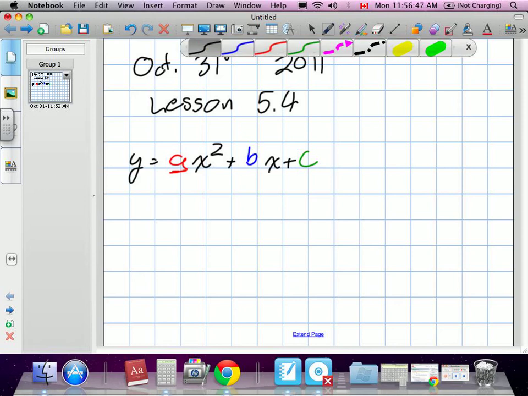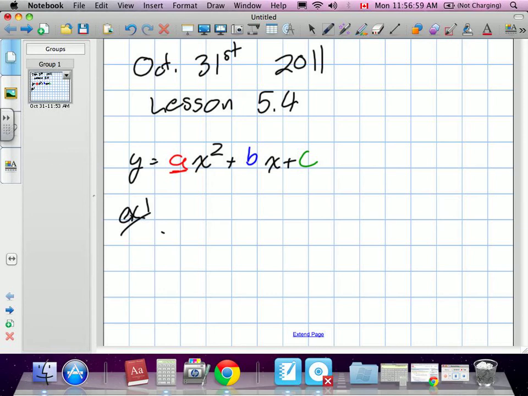So our first example, we're going to factor the form of 6x squared plus 17x plus 12. Now we're going to do the method we had learned the other day.